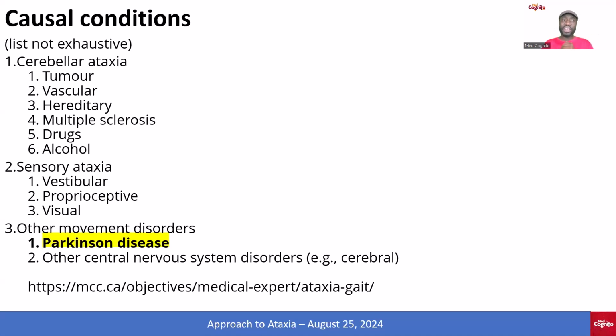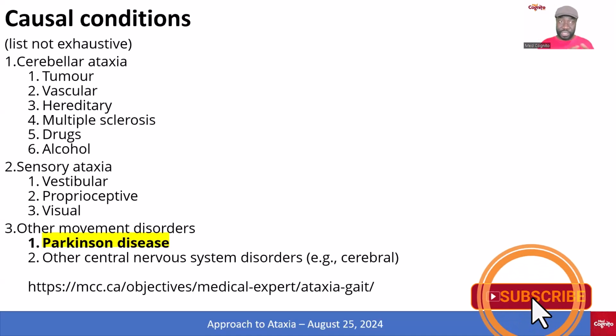Then we come to sensory ataxia, vestibular issues, proprioceptive issues, vascular. Then we go to other movement disorders. And that's why I've highlighted Parkinson's disease, right? And you'll understand why I've highlighted that. And other central nervous system disorders. So until you've covered all these topics, you are not done with this particular topic, right? You are not done with this particular objective.